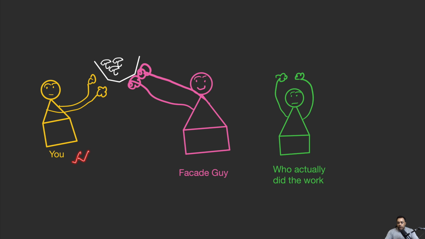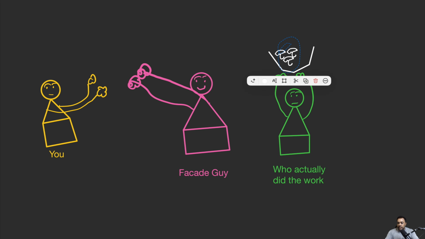Suppose you are giving a load of umbrellas to this guy to carry. And this guy, rather than carrying this load of umbrellas by himself, is actually passing the work to this guy. But this guy took the impression that he did the work. Then we will call this guy a facade guy.